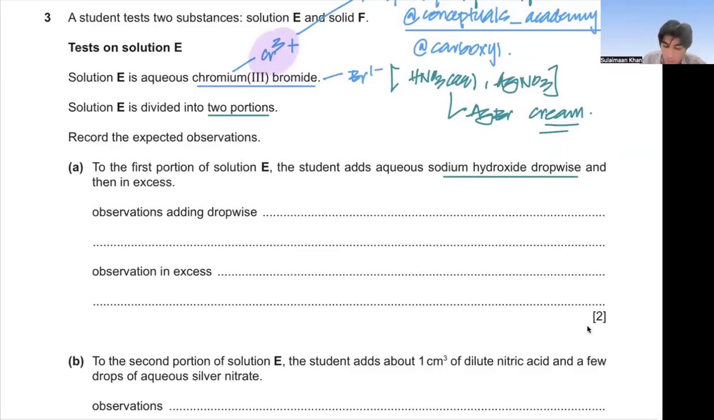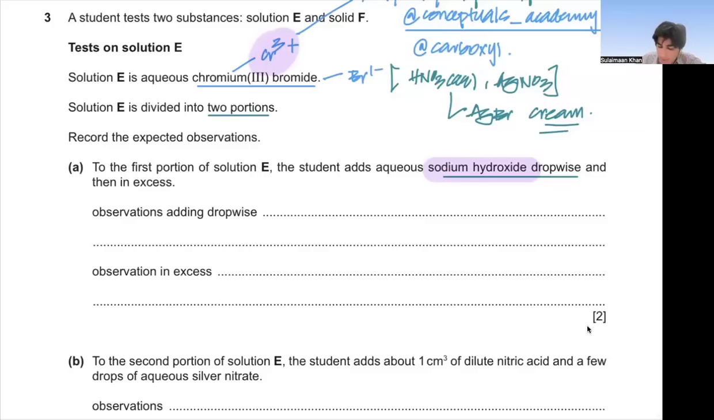Sodium hydroxide. What is this a test for? The positive ions or the negative ions? Mostly the positive ions, right? Only nitrate is a negative ion test, the rest are all for positive ions. But for nitrate you also need aluminum foil, and you also need to heat it, right?